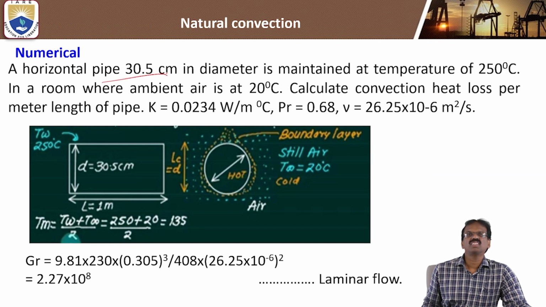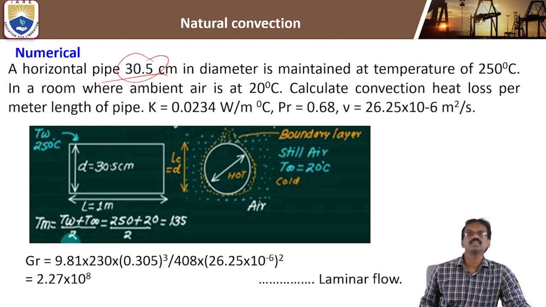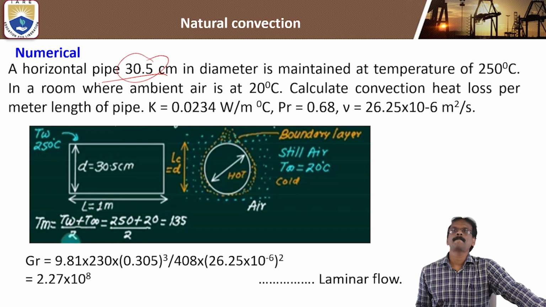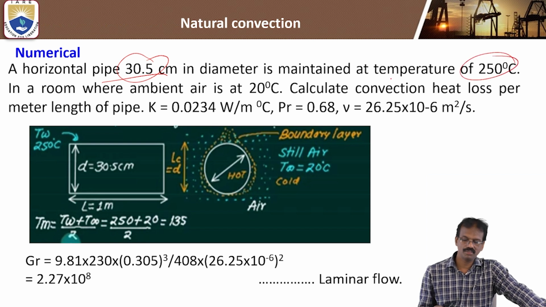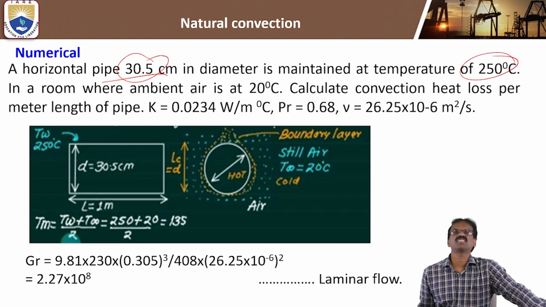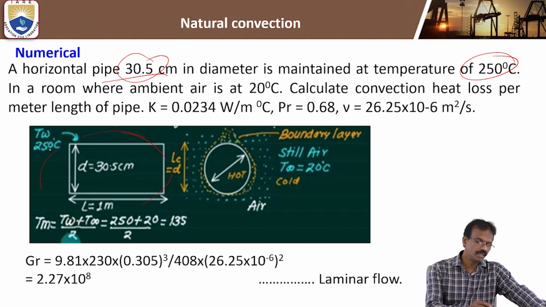So the diameter of the pipe has been given, 30.5 centimeters, and it is maintained at a temperature. So the pipe temperature is equal to 250 degrees Celsius. Okay, so it is a horizontal pipe. Diameter has been given. Length also given.